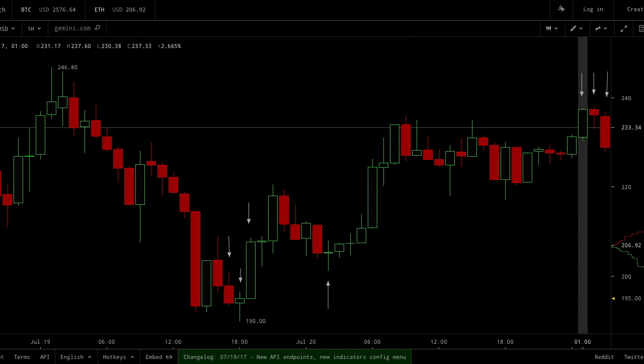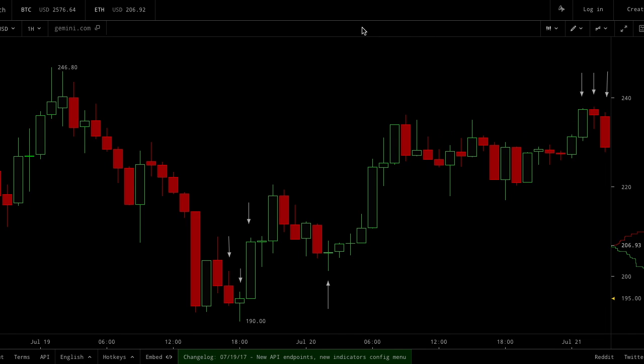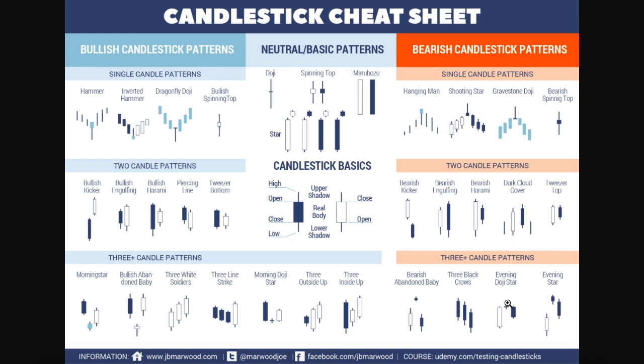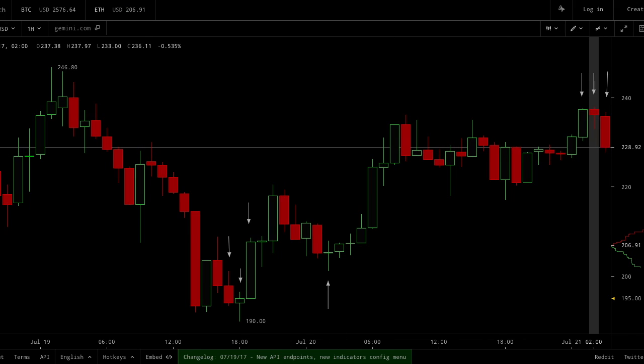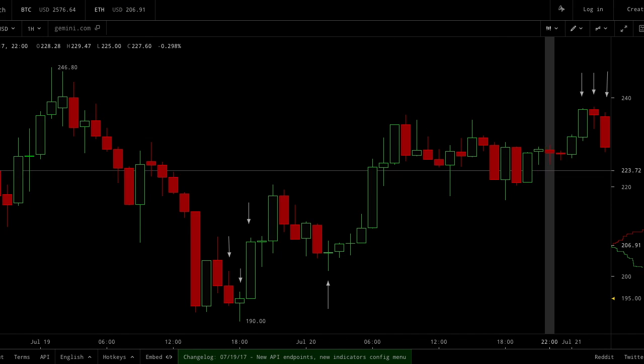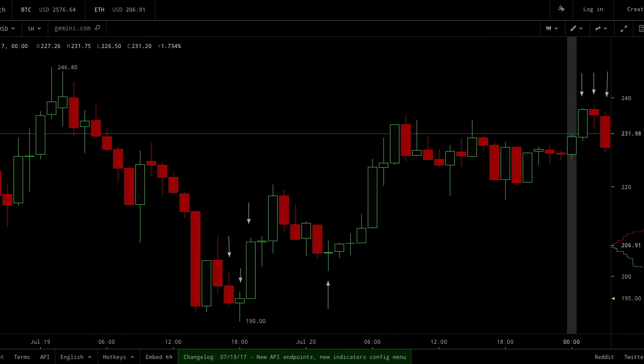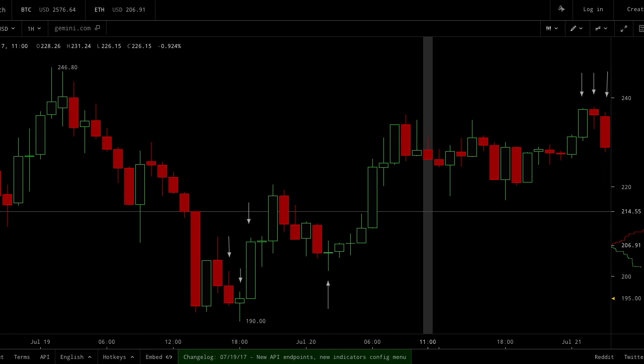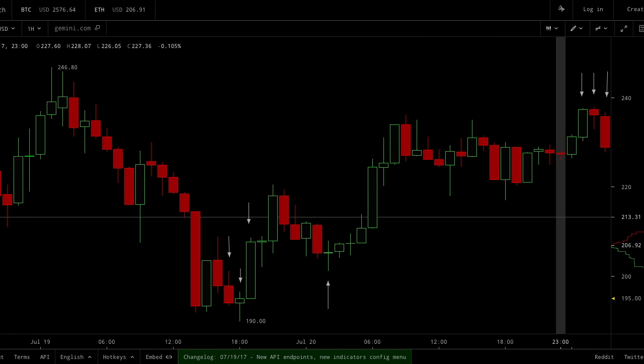Okay, so this is the evening Doji star formation. I'm going to show you guys it over here. Evening Doji star. And we actually have a bearish candle that is stronger than the bullish candle before it. As you can see, this candle is longer than this candle. And this formation is quite bearish, and we went downward.